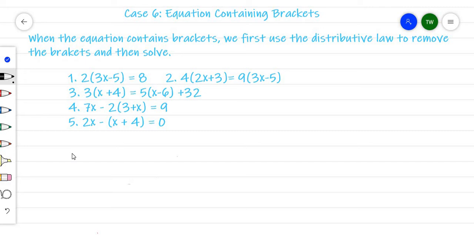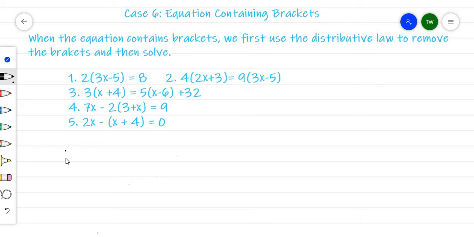Case 6. Equation containing brackets. When the equation contains brackets, we first use the distributive law to remove the brackets and then solve. Now here I have 5 examples. I'm going to work each of them individually.